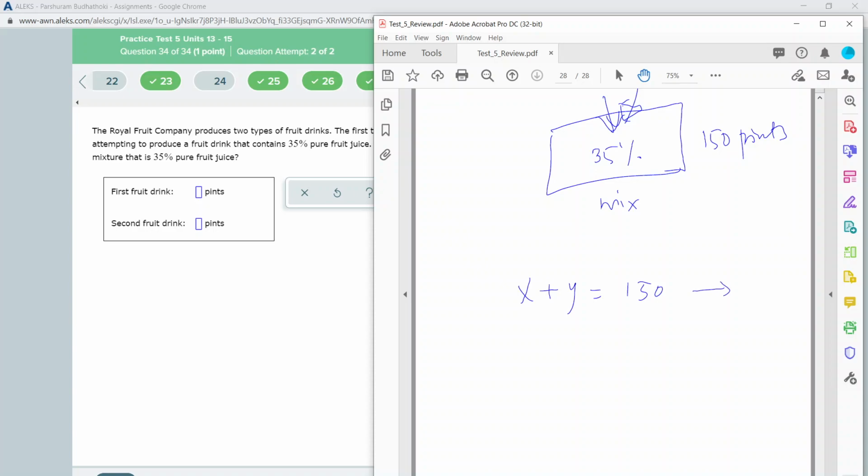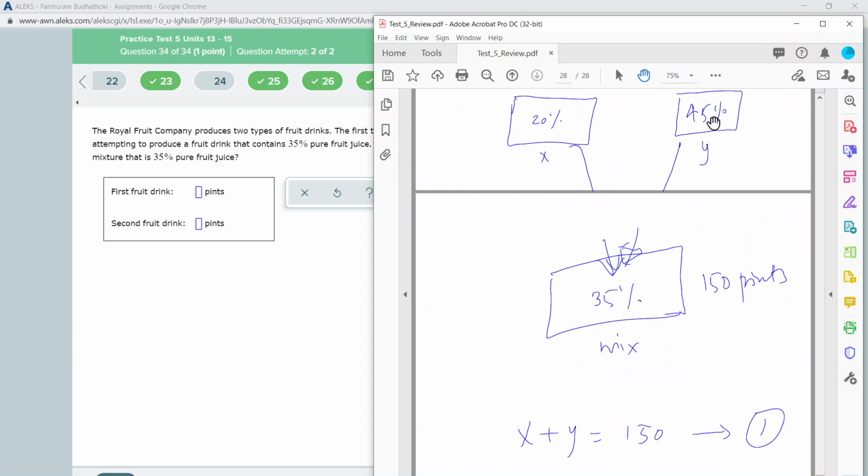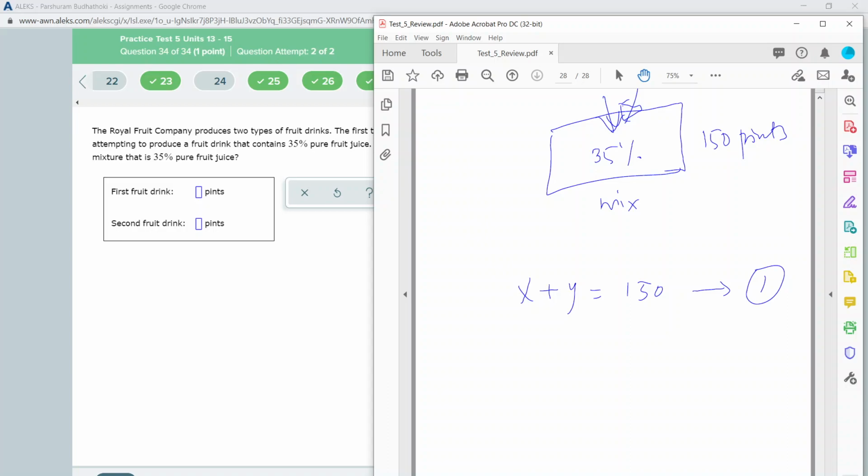So that's the first equation we have. And for the second one, we're going to use their mixture percentages. 20% of x plus 45% of y is 35% of 150. So 20% of x, which is 0.2x, plus 0.45 of y, is equal to 0.35 of 150. These are the two equations you need to solve.